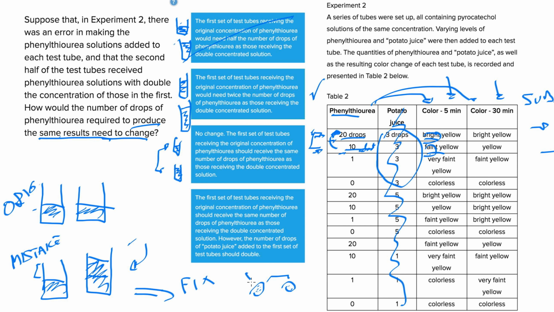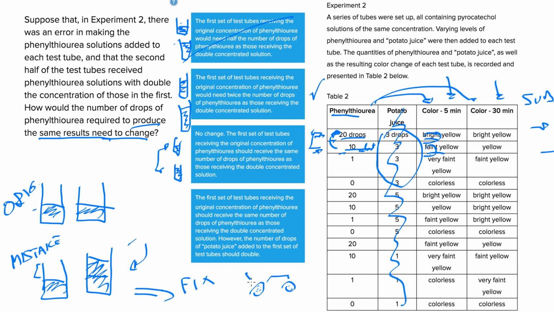We don't know. And the first set of tubes receiving the original concentration of phenolphthalein should receive the same number of drops of phenolphthalein as those receiving the double concentrated solution. However, the number, so the same as we were saying before, okay, so a little bit convoluted, the number of drops of potato juice added to the first set of test tubes should double. Okay, well, if we now double the amount of potato juice, what would happen?